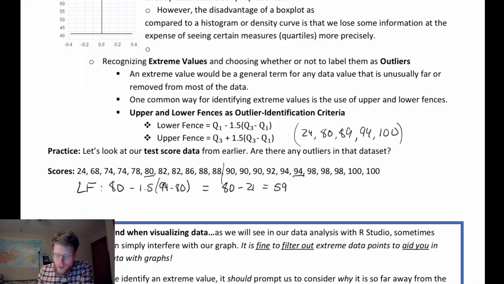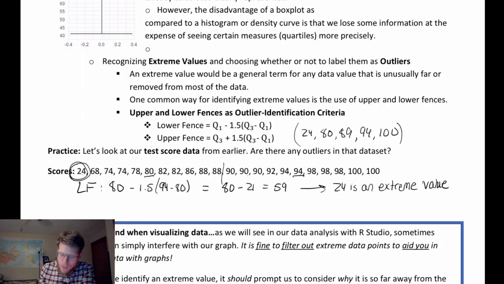All right, so as you might notice, 24 is our data point that is below 59. We have one data point below 59, so this means 24 is an extreme value. It's unusually far away from the rest of our data.